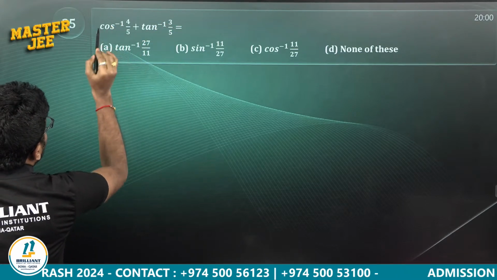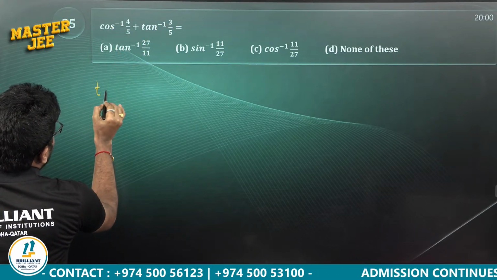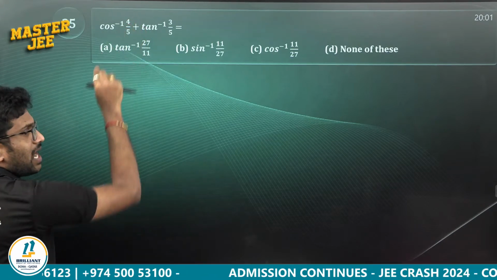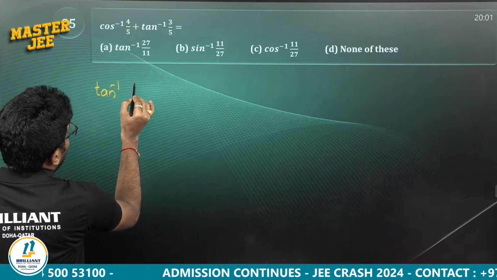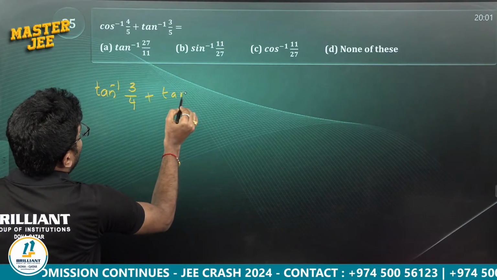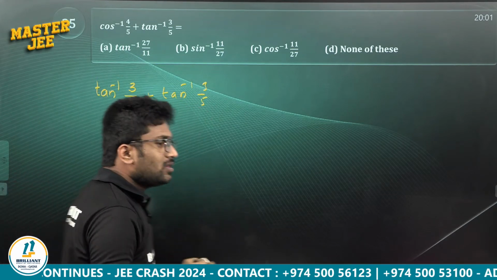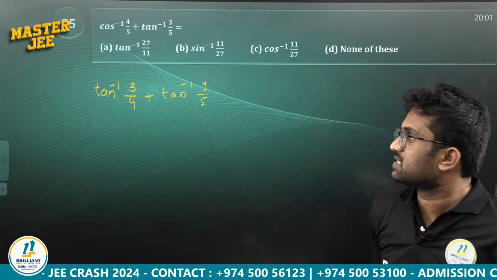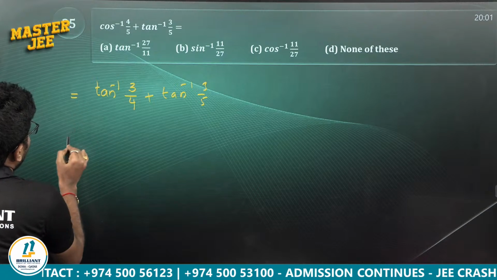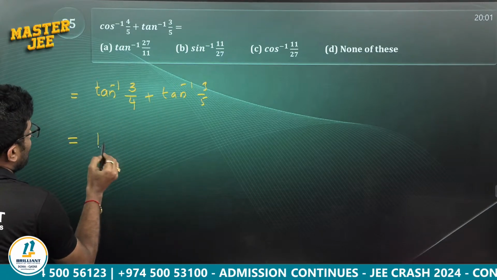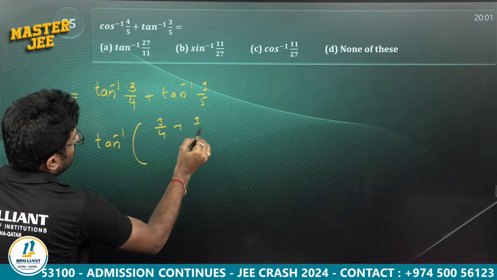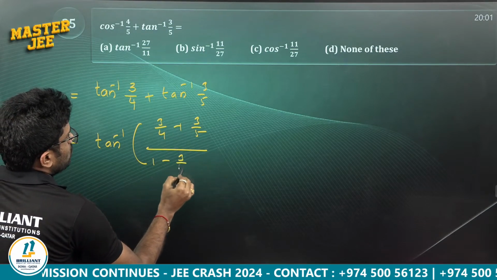Now what is cos inverse of 4 by 5? Cos inverse of 4 by 5 can be written as, generally cos means adjacent by hypotenuse, so opposite will be 3, giving 3 divided by 4. This is clearly tan inverse 3 by 4 plus tan inverse 3 by 5. This is clearly of the form tan inverse x plus tan inverse y, which becomes tan inverse of x plus y divided by 1 minus xy.